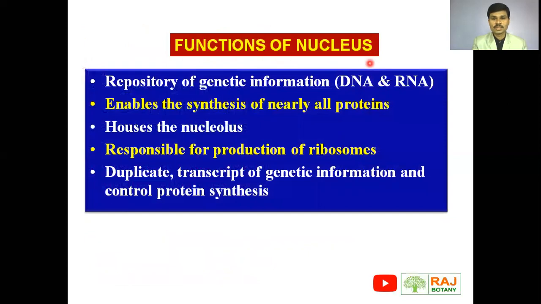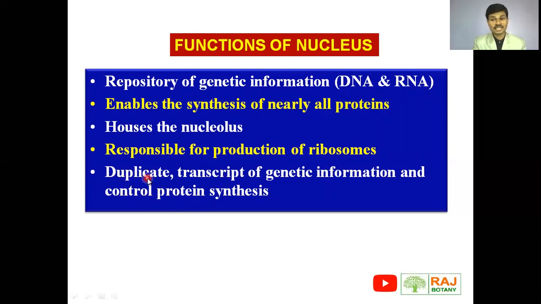Let's see the functions of the nucleus. The nucleus acts as a repository of genetic information, which contains DNA as well as RNA, deoxyribonucleic acid and ribonucleic acid. The nucleus enables the synthesis of nearly all proteins, meaning the nucleus sends the signals, or the nucleus synthesizes the rRNA and mRNA. It houses the nucleolus, that's why it is written here. The nucleus is responsible for the production of ribosomes. It duplicates and transcribes genetic information and controls protein synthesis.